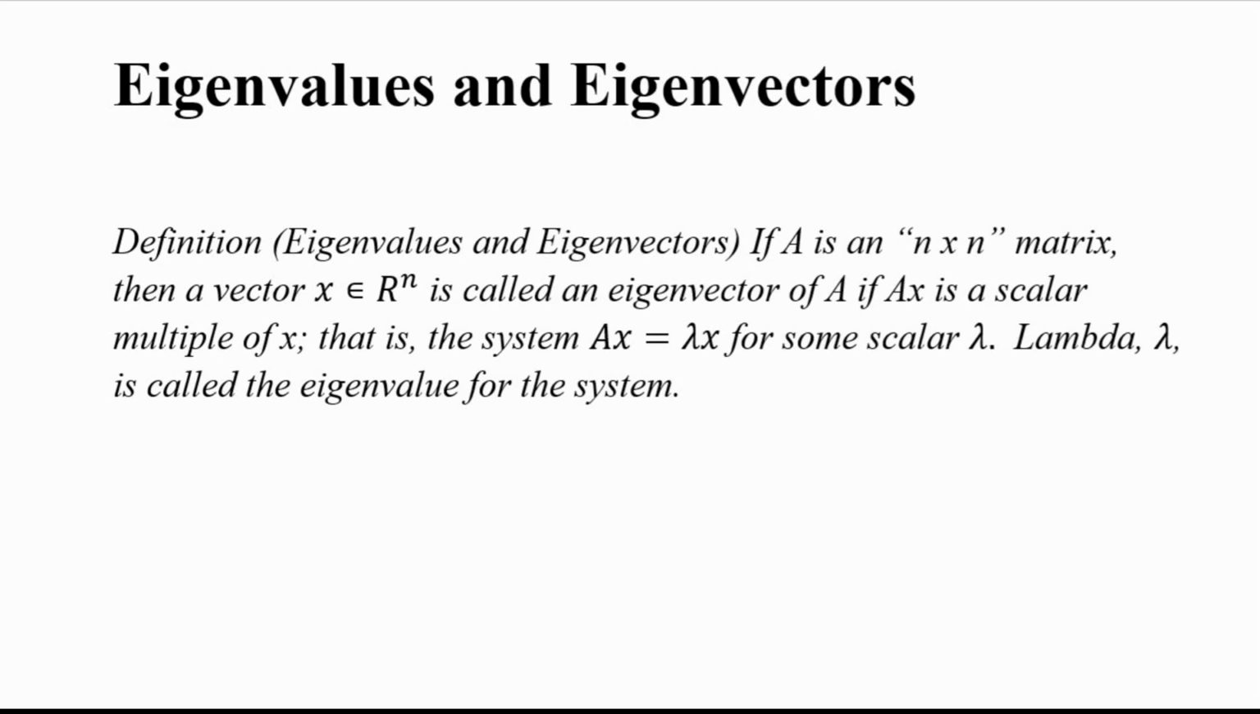If A is a square matrix, an n by n matrix, then a vector x in Rn is called an eigenvector of A if A times x is a scalar multiple of x. That is, the system Ax is equal to this scalar multiple, lambda times x, for some scalar called lambda. Lambda is then called the eigenvalue for the system.